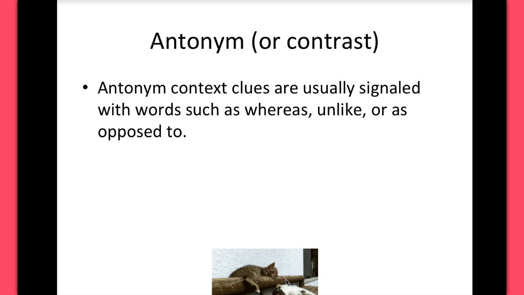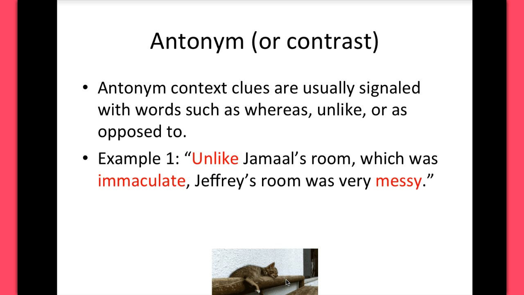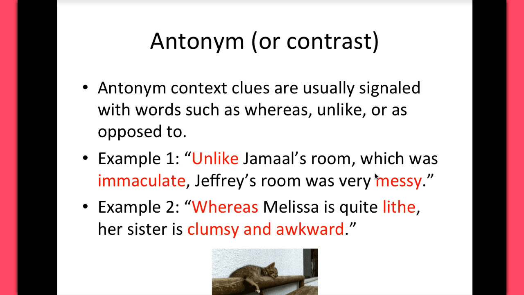Antonym context clues are usually signaled with words such as whereas, unlike, or as opposed to. So here's our first example. Unlike Jamal's room, ding, ding, ding, signal word, which was immaculate, Jeffrey's room was very messy. So we know that Jeffrey's room is messy. This word unlike lets me know that Jamal's room is immaculate. It's clean. It's the opposite of messy.